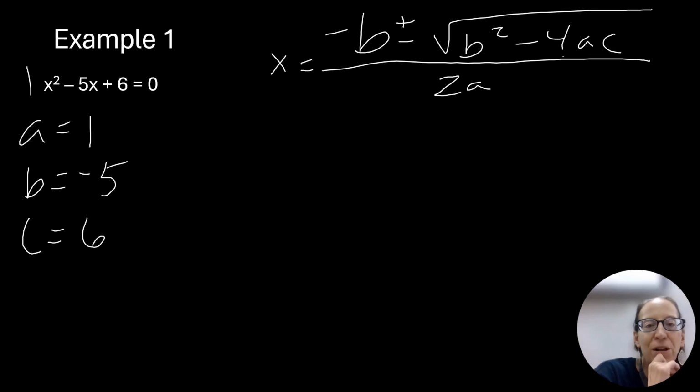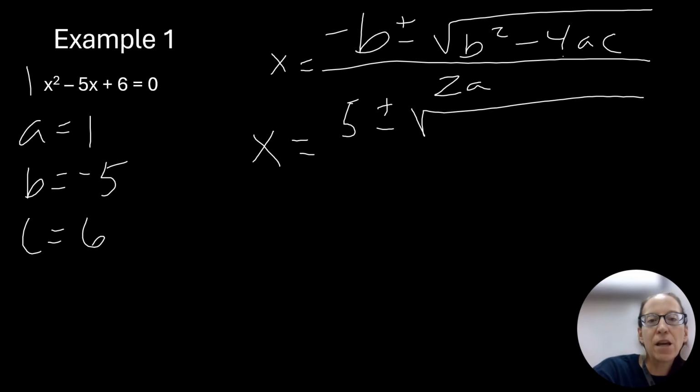But all right, so we write down the formula. So the opposite of B plus or minus the square root of B squared minus 4AC all over 2A. And now we're going to plug the numbers in. So carefully plugging them in. The opposite of B is -5. And so the opposite of -5 is +5.